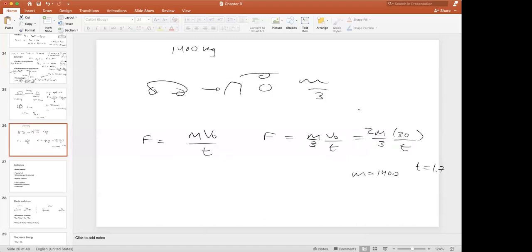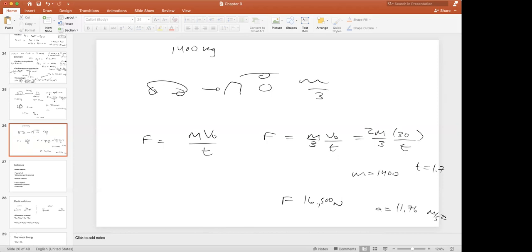So we now get 30 divided by 3 is 10, so 20 times 1,400 divided by 1.7. We now get 16,500 newtons is the force. If we divide by our initial mass, that's only 11.76, the acceleration meters per second squared.